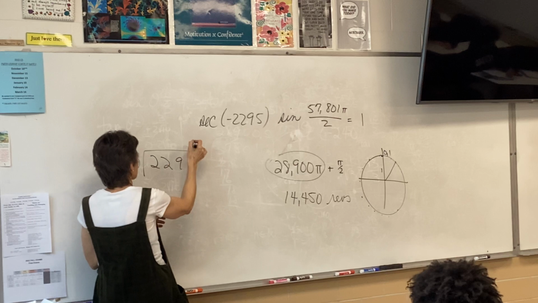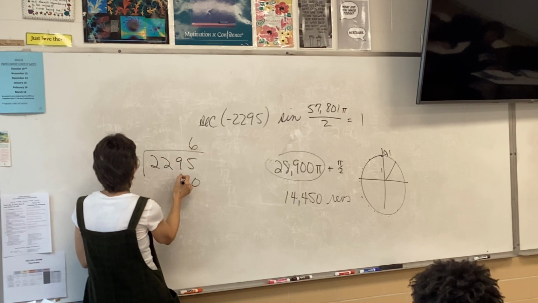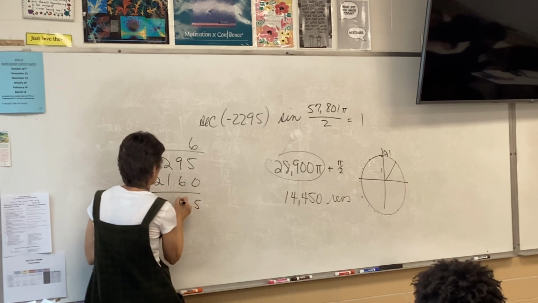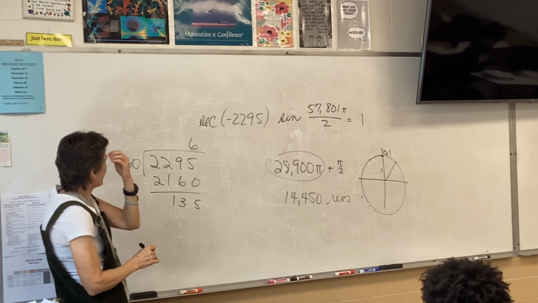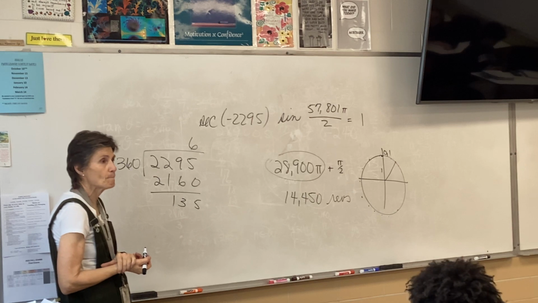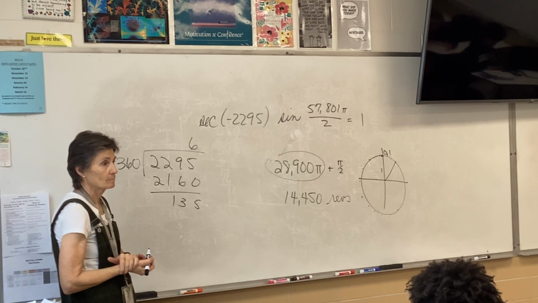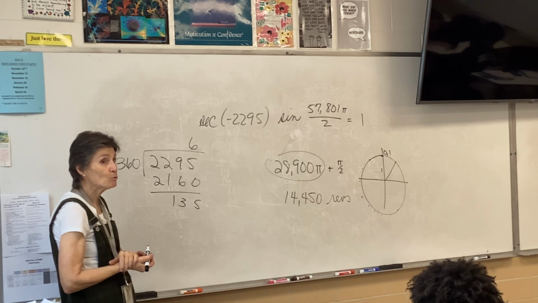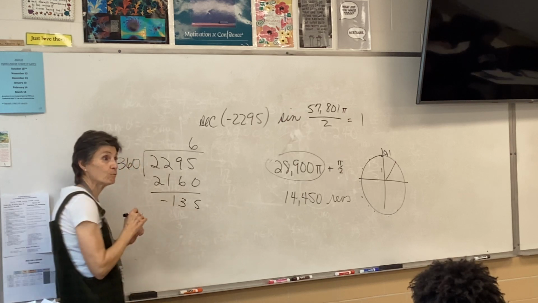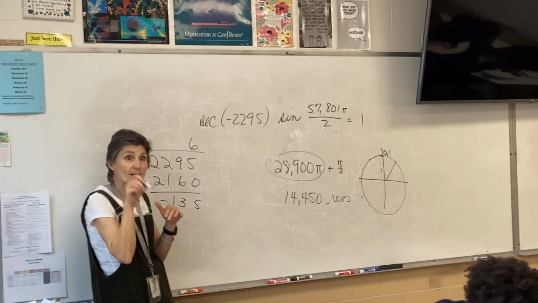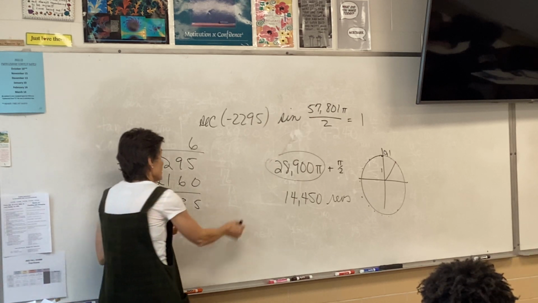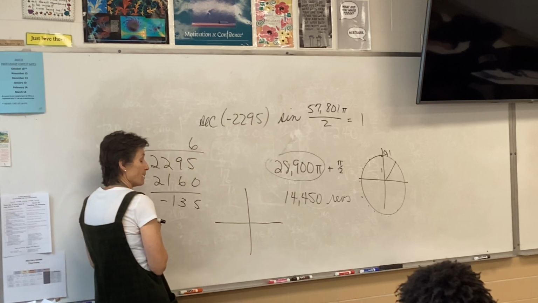So 760. I got it to go in 6 times and leave me with 135. Did I do that right? Now do be careful. Remember, the original angle was negative, so this is actually negative 135 left over. I'm taking out negative 6 revolutions, and I've got negative 135 left. So where's negative 135?